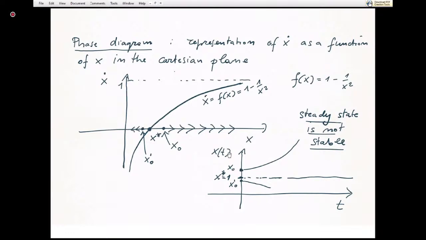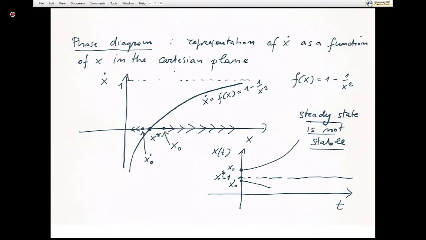If you want to look more precisely at the time path, you have to represent time in the abscissa, the level of the variable here. But then x0 is above 1, and the variable increases over time, okay? X prime 0 is below 1, and the variable decreases over time. So qualitatively, the time paths are like this. And the steady state is clearly not stable.